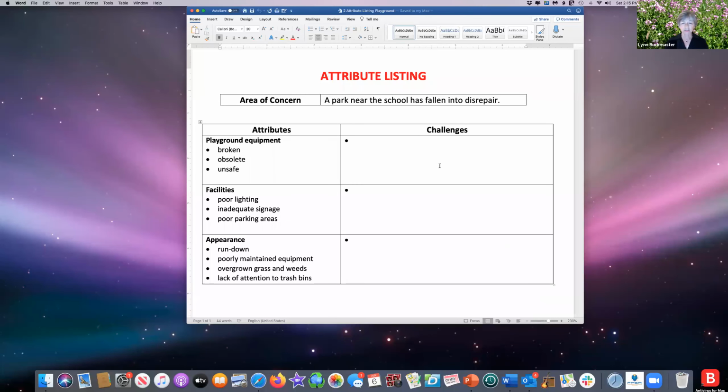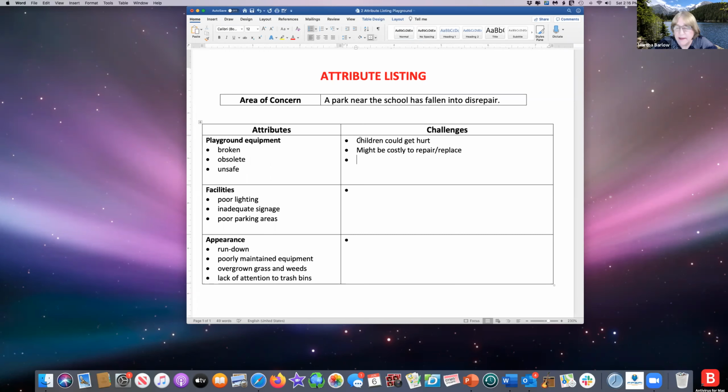So what challenges can you think of? We're just going to first focus on the playground equipment. So think of the challenges that might be faced with this broken, obsolete, unsafe playground equipment. Children could get hurt. It might be costly to repair or replace the equipment. Students with disabilities may not be able to access the equipment. It might not be fun. Children might not have a place to play with their friends.